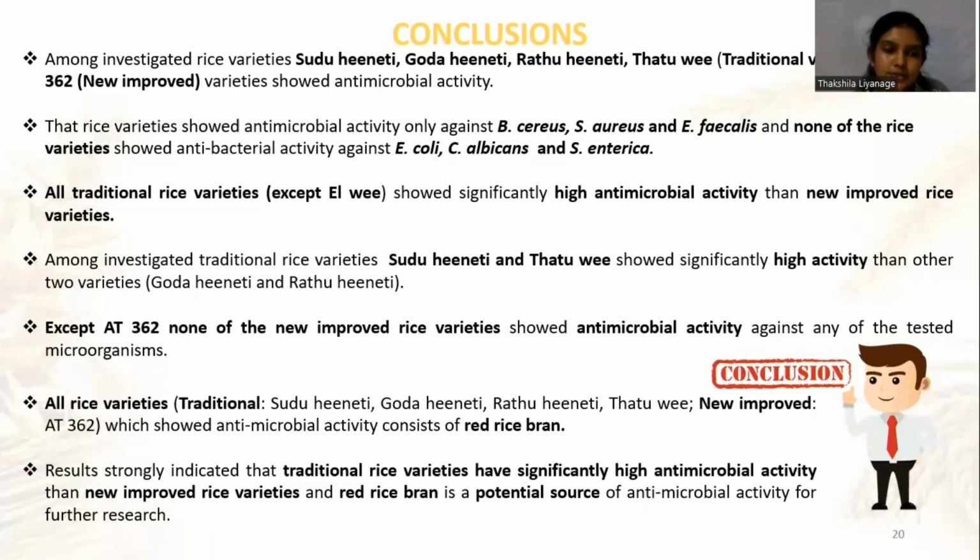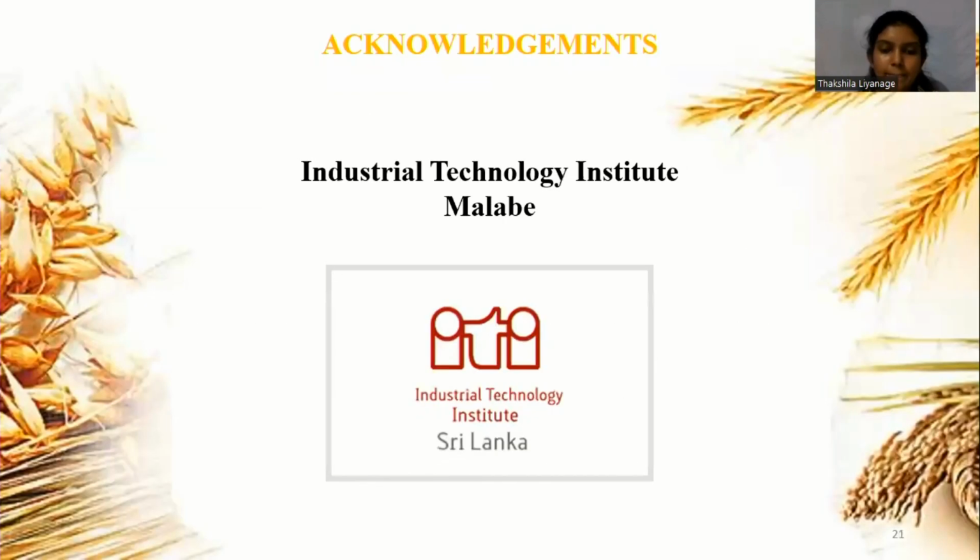The results strongly indicate that traditional rice varieties have significantly higher antimicrobial activity than new improved rice varieties. And also, red rice bran is a potential source of antimicrobial activity for further research.